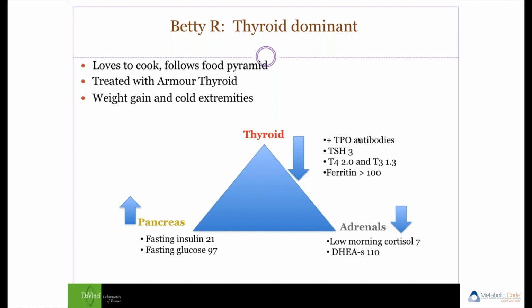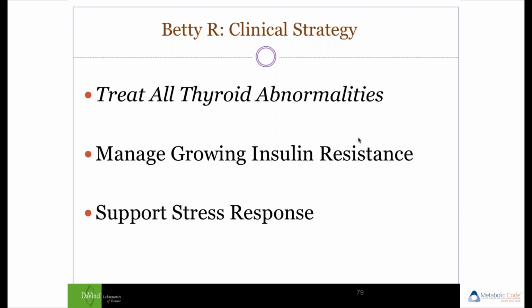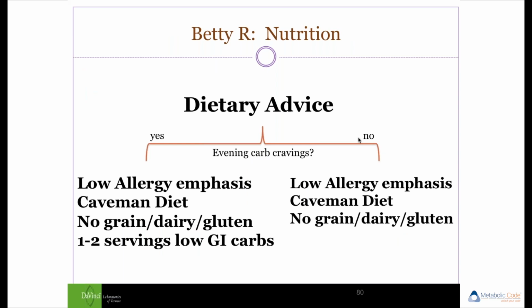Her numbers look similar to Frank, except for the fact that her thyroid is starting to be attacked by the immune system. So we have more work to do with her. So this means we have to treat all of her thyroid abnormalities, manage the growing insulin resistance, and support the stress response. So once again, if there are evening carb cravings, 1 to 2 servings of low GI carbs at night, that's okay. It'll help her sleep deeply at night. You really want her to do that. She's very catabolic at this point.